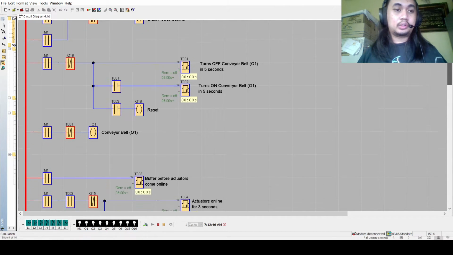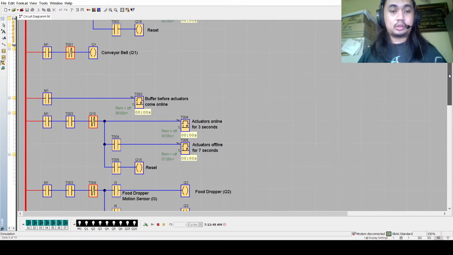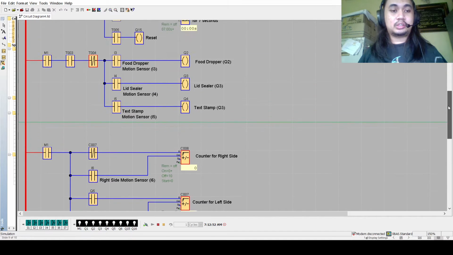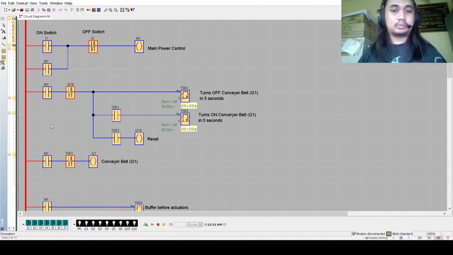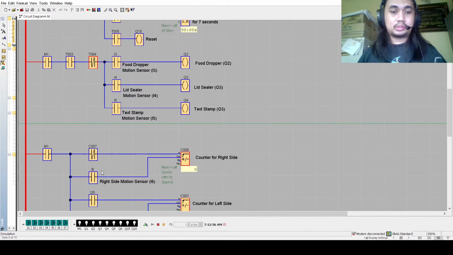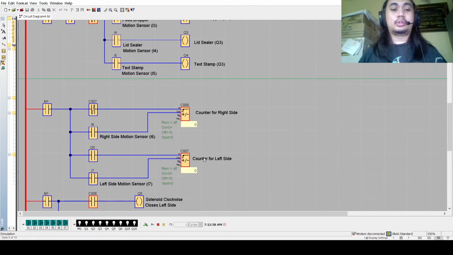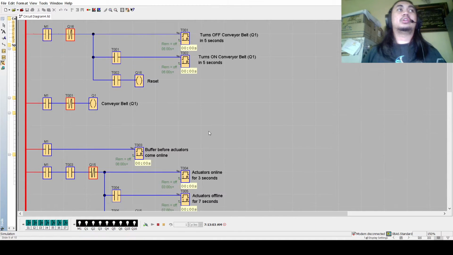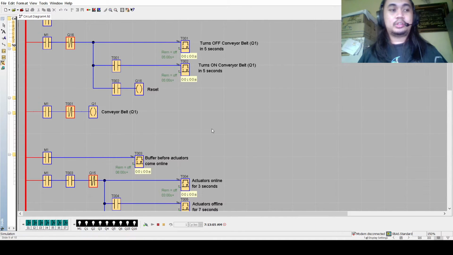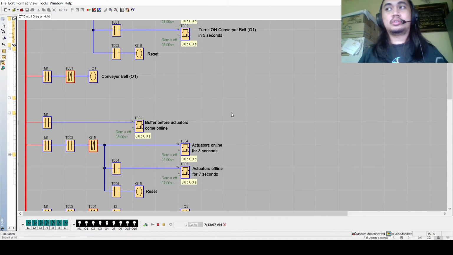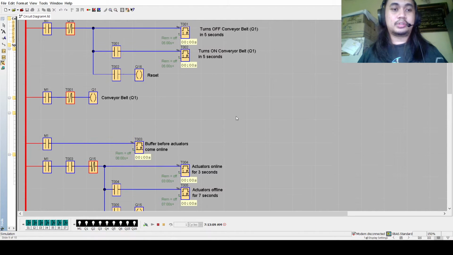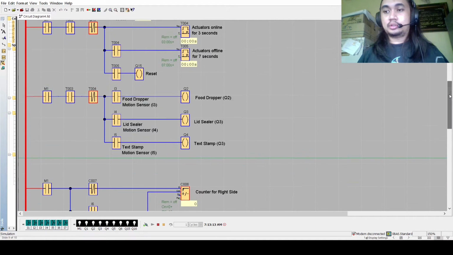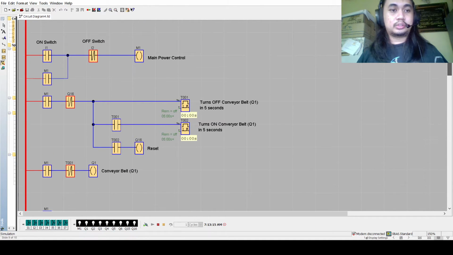Alright, so as you can see, each of these systems are actually separated into 3 mini systems: the conveyor belt, the actuators, and the solenoid. These 3 are independent of each other. They do not rely on each other at all. However, they do complement each other during production, during operations. And with that, I'll show a demonstration on how it works.